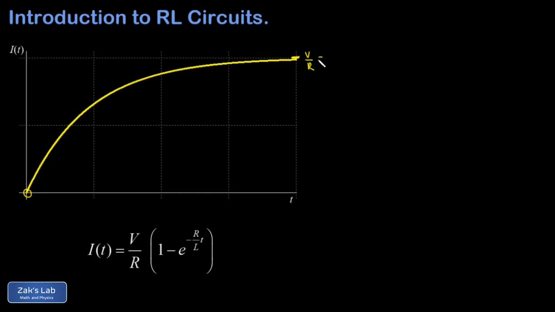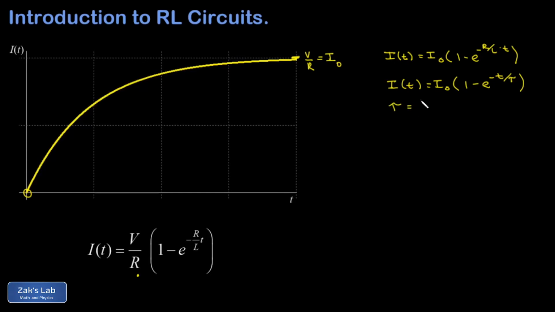It's convenient to give the name I naught to that maximum current, and we can use that to clean up the appearance of the formula. So notice in the formula at the bottom, I had a V over R out in front. Again, V over R is just I naught. So I'm going to rewrite this as I of t equals I naught times 1 minus e to the negative R over L times t. The next thing we do to clean up the appearance is that we can define a time constant so that this function can be rewritten as I naught times 1 minus e to the negative t over tau, where tau is the new time constant. And this means that tau must have been L over R.